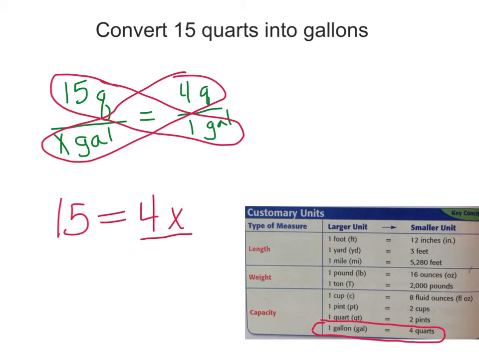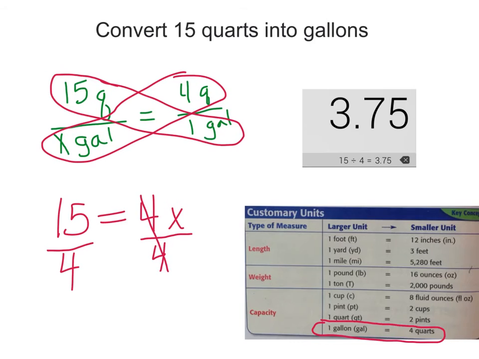So I can see I want to get x by itself, so I'm going to divide both sides by 4, which cancels that out. And I have 15 divided by 4 right here that I'll solve, and I'll do that on my calculator. And when I solve that on my calculator, I see that it equals 3 75/100. So I'm going to put x equals 3.75 or 75/100. And now I have to remember my label. So x is, I see I was looking for gallons, so that's going to be 3.75 gallons.